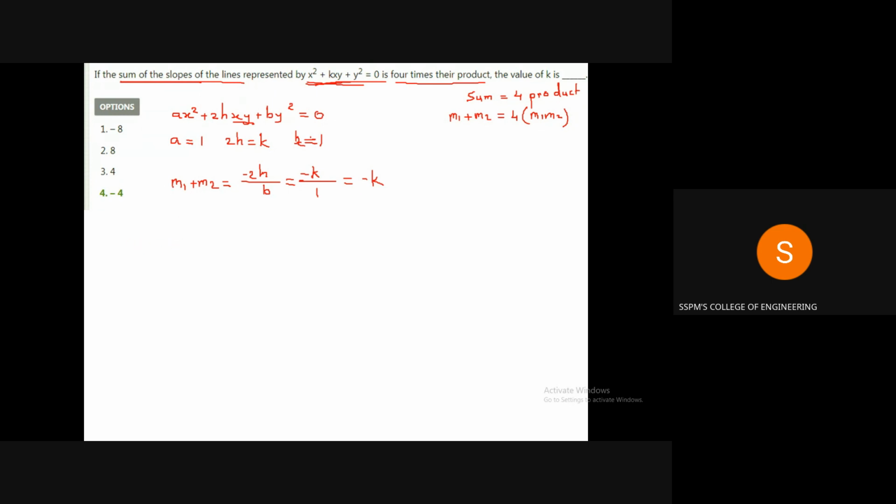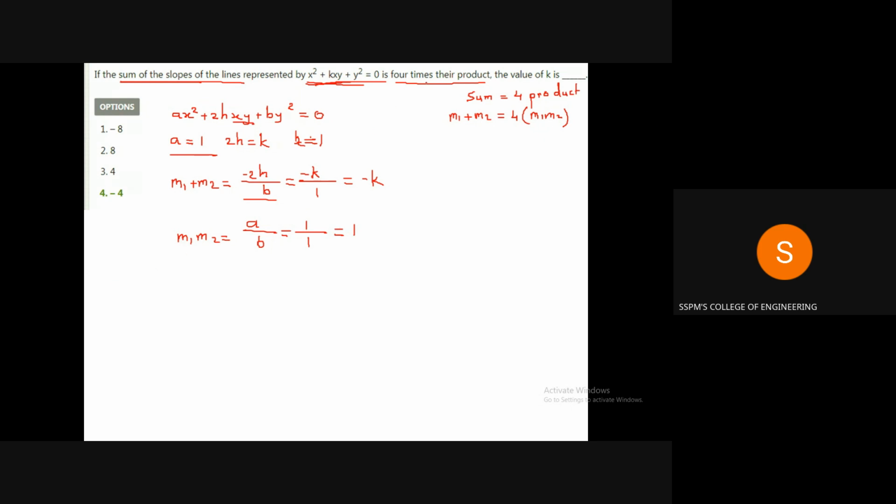So this is the sum. Remember this formula. Now the product of slopes is m1 m2. What is the product of slopes? It is given by a divided by b. The value of a is 1, and the value of b is also 1. So 1 by 1 is 1.